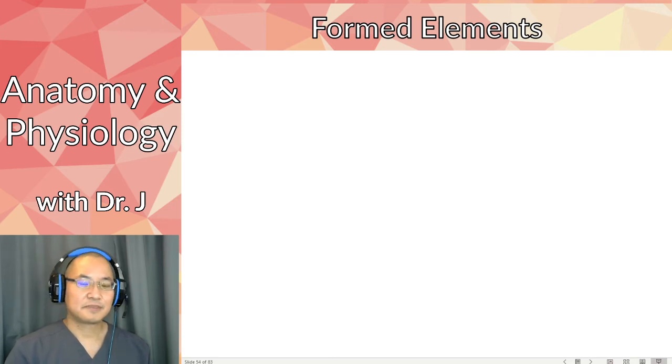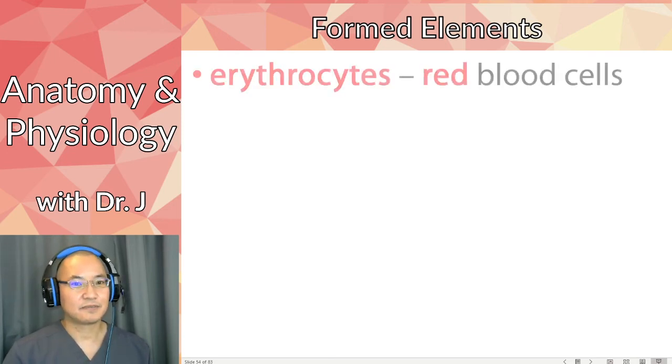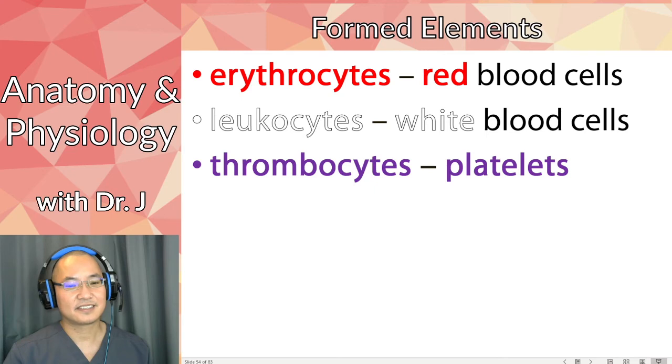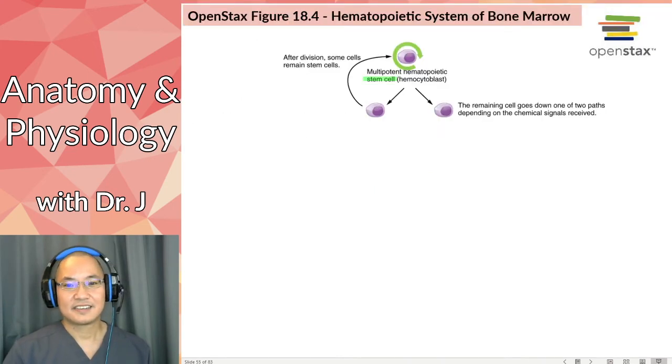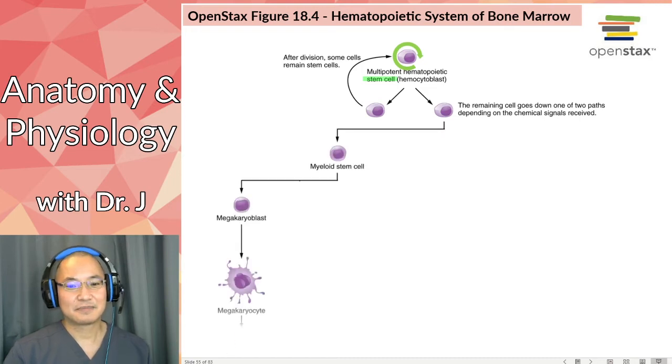Alright, so three types of formed elements. What do we have? Red blood cells, white blood cells, and platelets. Last but not least, let's talk about the platelets. Okay, so again, the cells in your blood, all the formed elements, they come from hematopoietic stem cells. And with platelets, now it takes this path. It goes to myeloid stem cell, megakaryoblast, megakaryocyte, and platelets.